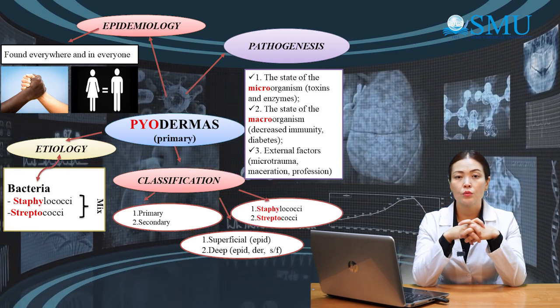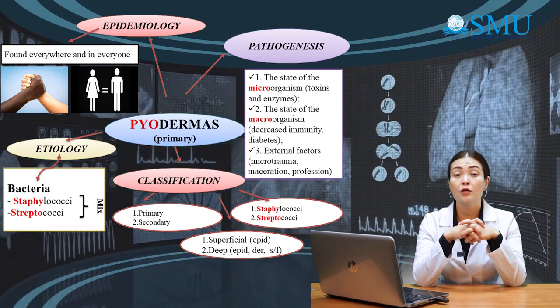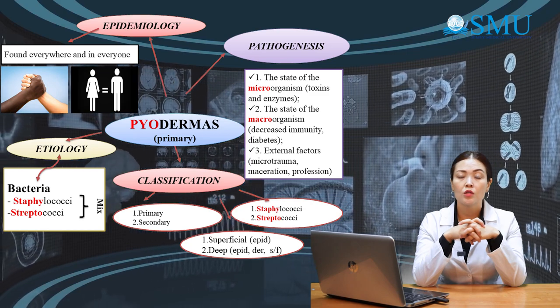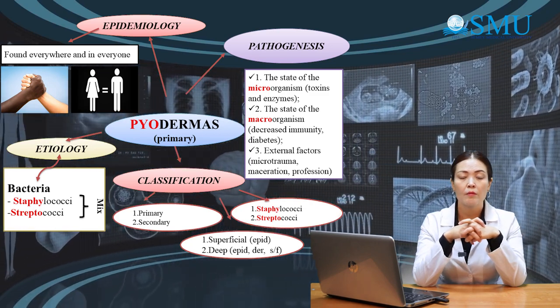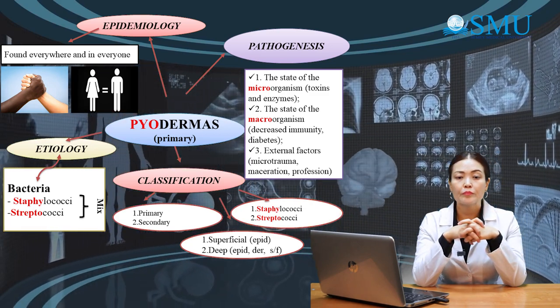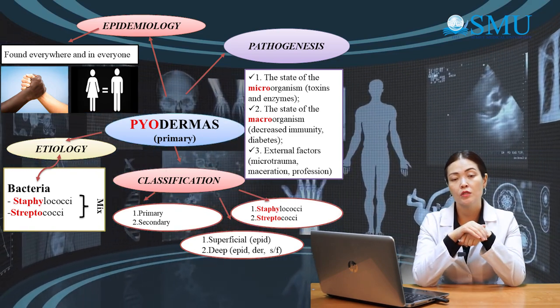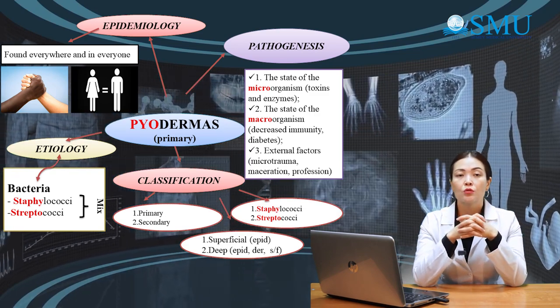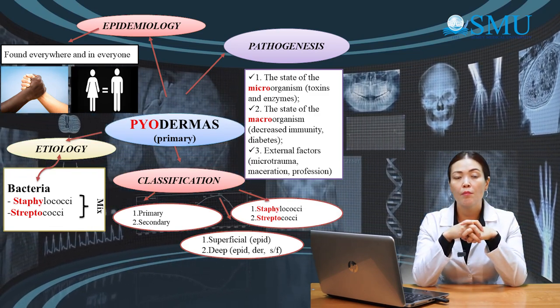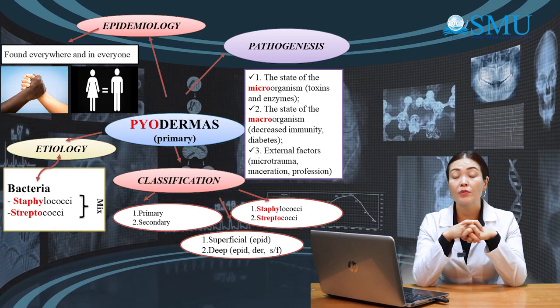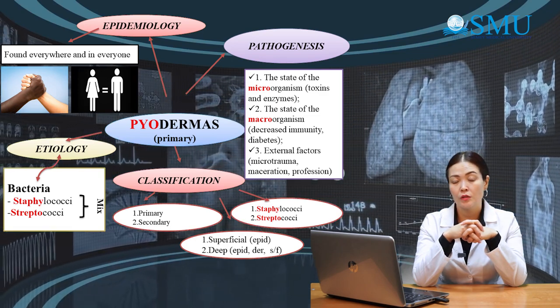And in this situation, we will call these diseases, for example, microbial eczema or psoriasis vulgaris. So in this situation, bacterial infection is added to the disease which is present in your patient. Today we will speak with you only about the primary type of bacterial infection.